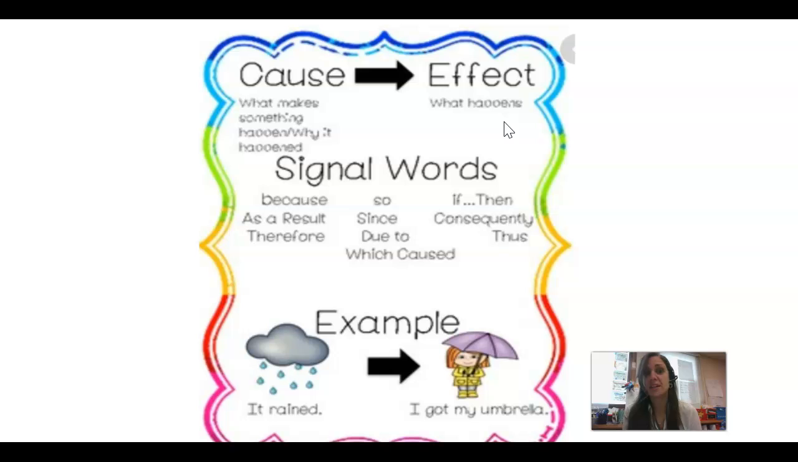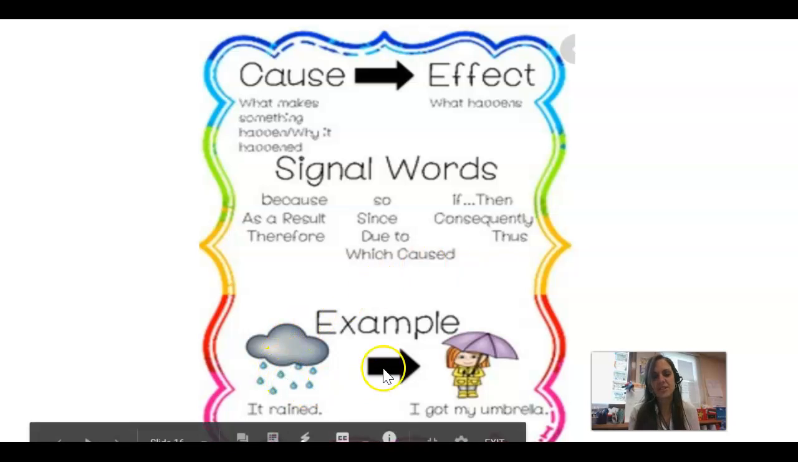Sometimes an author will use signal words to signal to the reader that there is a cause and effect relationship. Some of those signal words might be because, as a result, therefore, so, since, due to, which caused, if, then, consequently, or thus. And here's a good example for us to visualize a cause and effect.